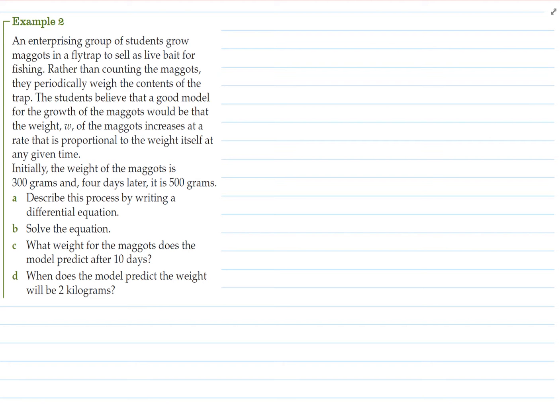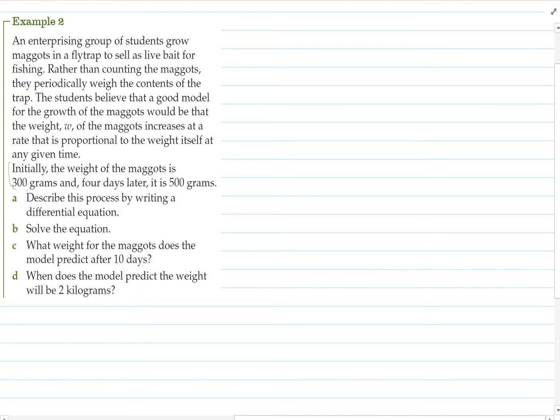Okay, here's our next applications example. It says an enterprising group of students grow maggots in a fly trap to sell as live bait for fishing. Rather than counting the maggots, they periodically weigh the contents of the trap. The students believe that a good model for the growth of the maggots would be that the weight W of the maggots would increase at a rate proportional to the weight itself at any given time.